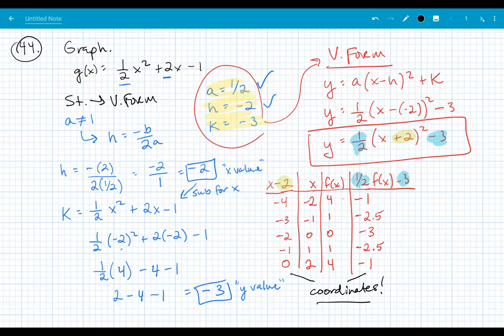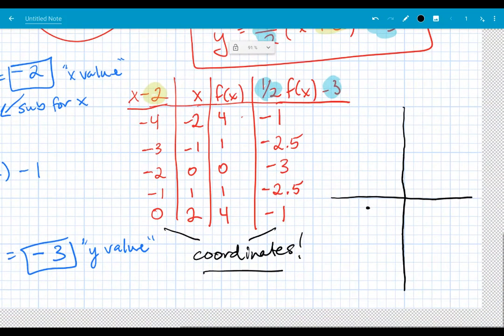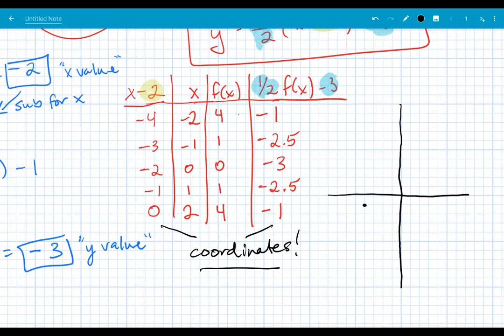So when I'm graphing this, I'm going to use this column to represent my graph. So I'm going to graph -4, -1, -3, and -2.5. So zoom in a little bit so you can see. So -3 and -2.5, roughly there. -2, -3, -1 and -2.5, and 0, -1. So this is my parabola here.